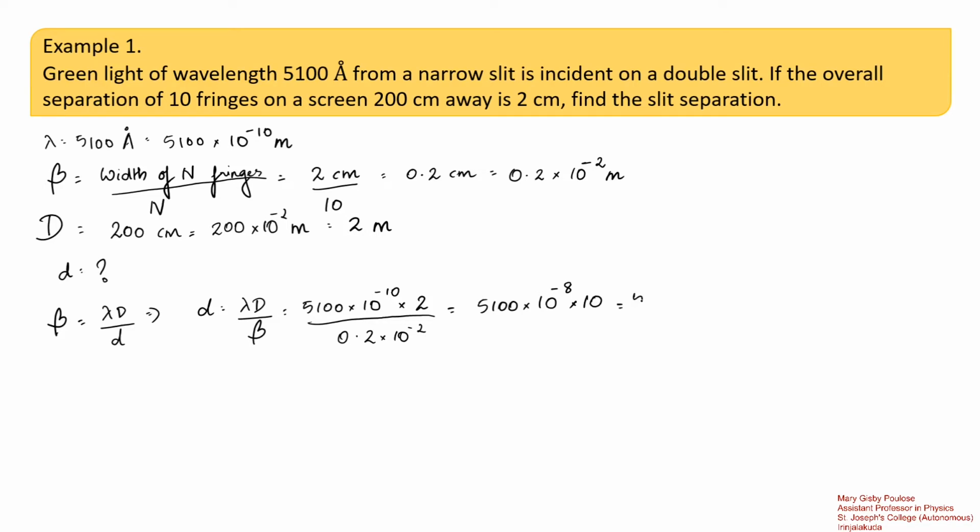We have 5100 into 10 raised to minus 7. That is, small d can be written as 0.51 into 10 raised to minus 3 meters. That is, the slit separation small d is 0.51 millimeters.